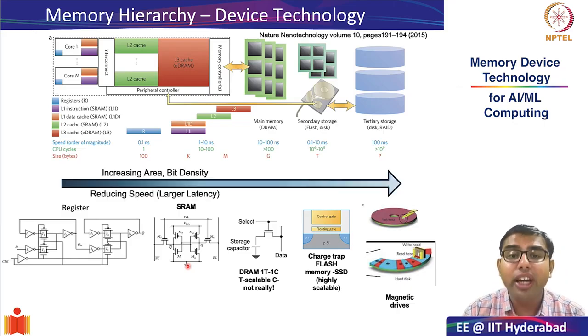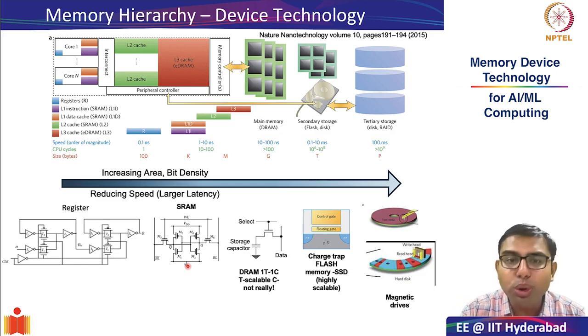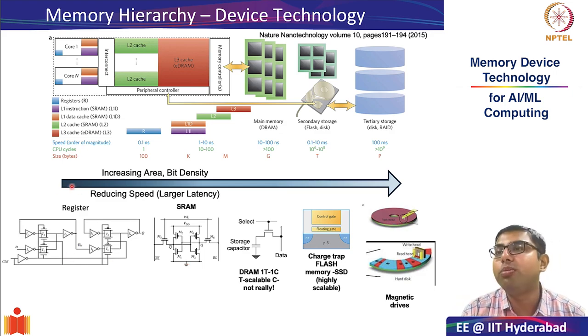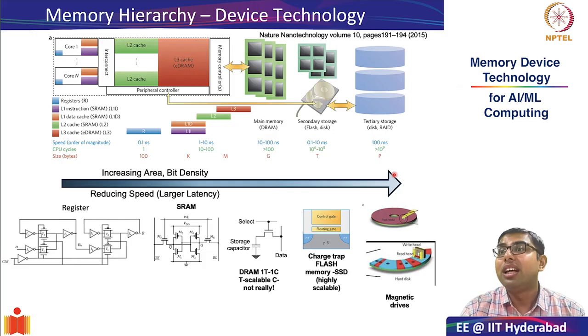What is essential to recognize over here is that the size of the memory element is reducing as you go away from the CPU subsystem, and therefore you will have very high bit densities and capacities, but you are suffering in speed.